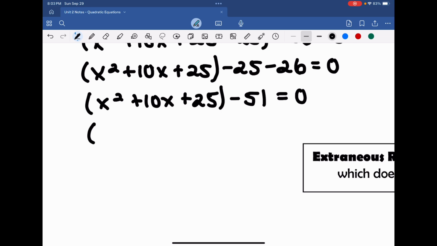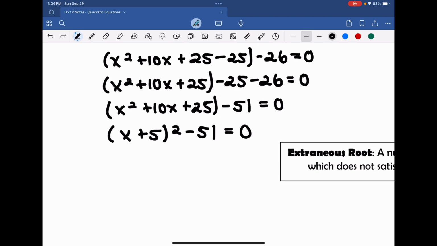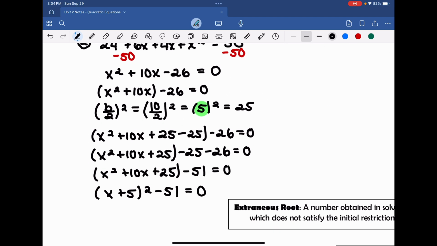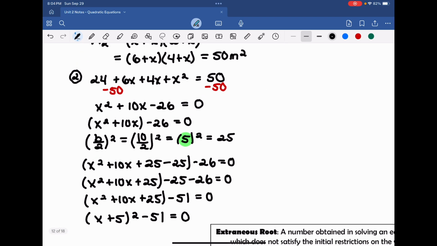Now I'm just going to convert this instead of the trinomial. It's going to be x plus 5 all squared minus 51 is equal to 0. Now this is our vertex form. We recognize this from our quadratic functions unit when we converted from our regular trinomials, our general form, to vertex. This is how it appeared.